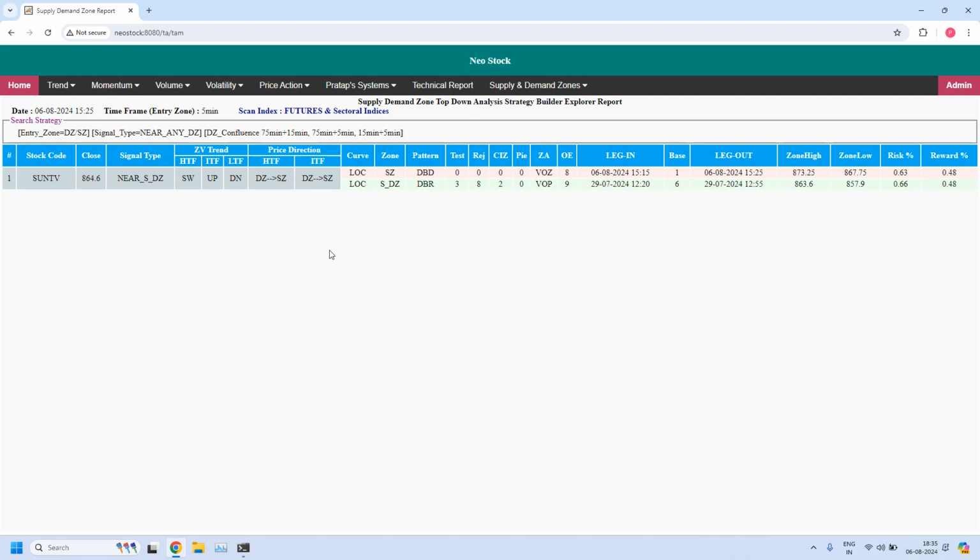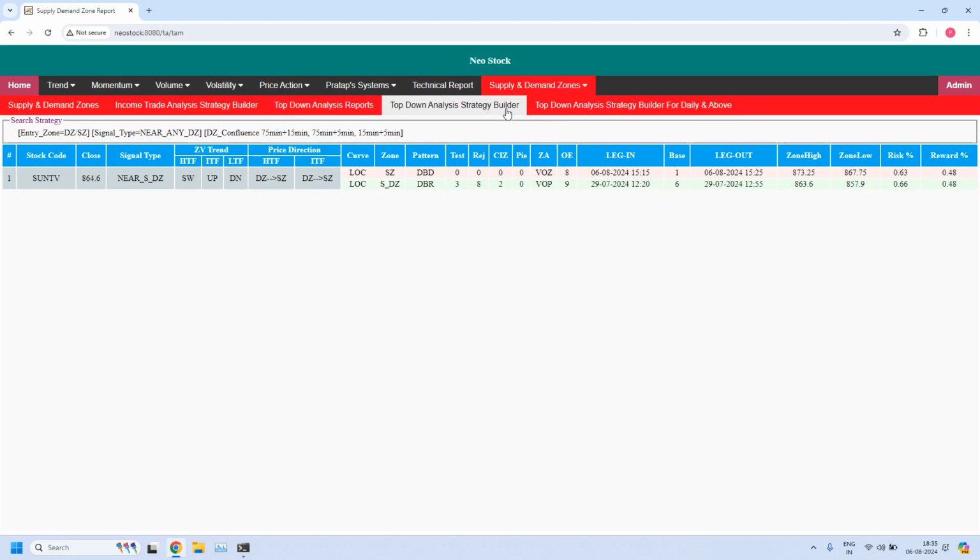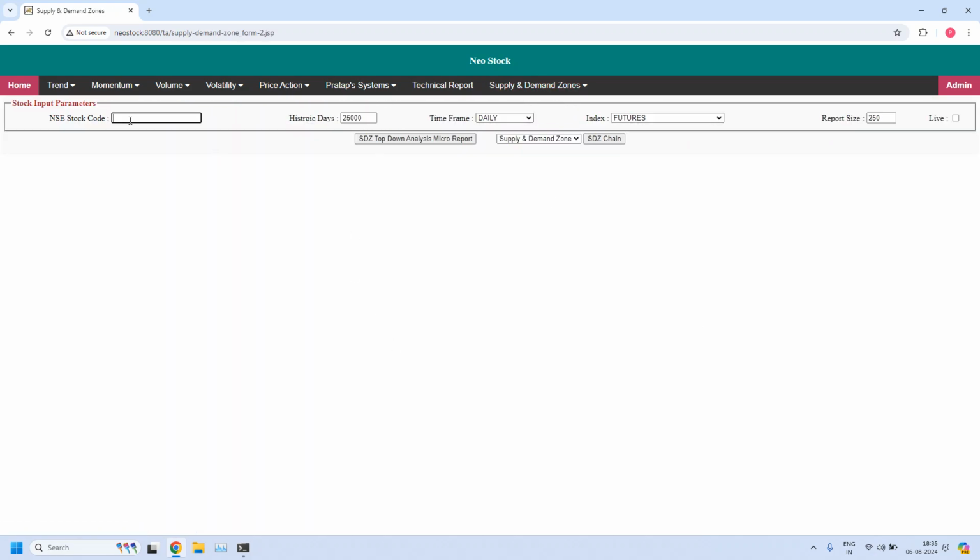Okay, this is about stocks near demand and supply zones, and also we identified daily and 75 minutes high liquidity zones, and also we identified 15 minutes and 5 minutes zone confluences with their HTF zones and ITF zones. And the next report is a NIFTY and BANKNIFTY supply demand zone chain. First, let's start with NIFTY. And let us check with the monthly time frame. I am generating the monthly supply demand zone chain for Nifty 50.